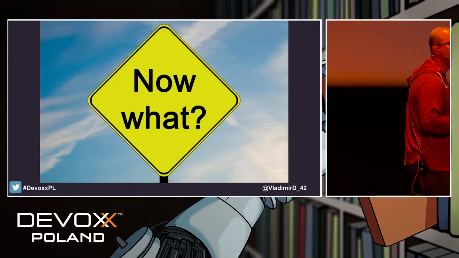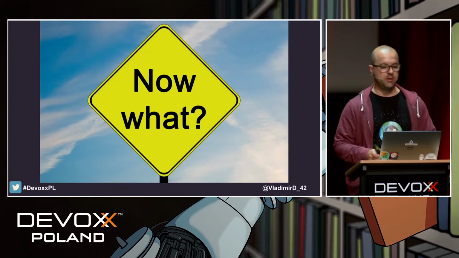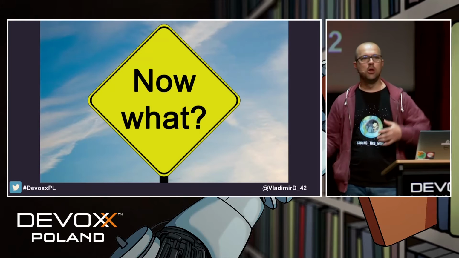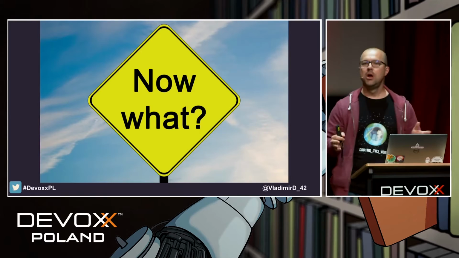But then the logical question is, of course, what next? Level one achieved, right? She loves Lego, she loves building stuff and being creative in the process. But what should I do now? How do I go from level one to level two? How should I push her in the right direction without her being aware that I'm pushing her? Because if she's aware, there's a good chance she will push back.